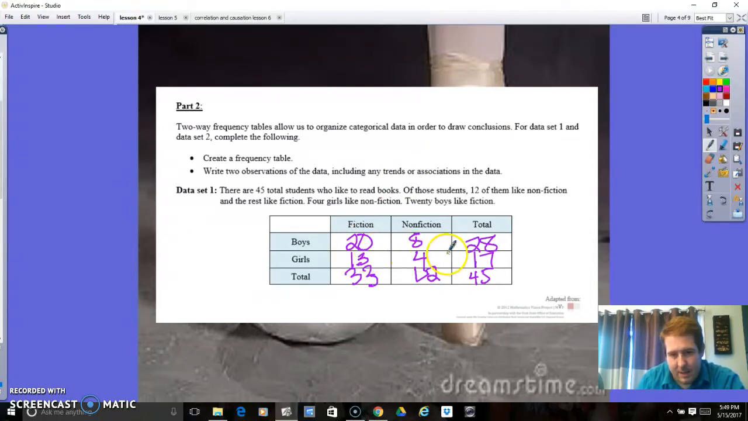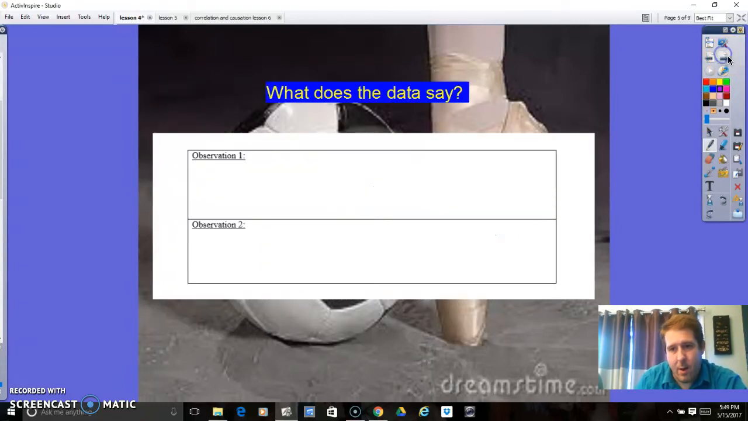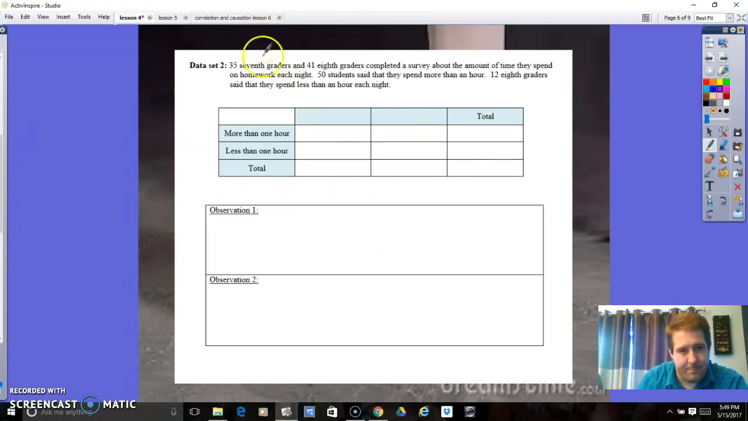So in this case, once again, I got to talk about boys versus girls and then fiction versus nonfiction. 3 times as many. That is the most important fact in this case. Or you can change that to a percentage, or you can change it to a ratio. However you want to give the data is fine.